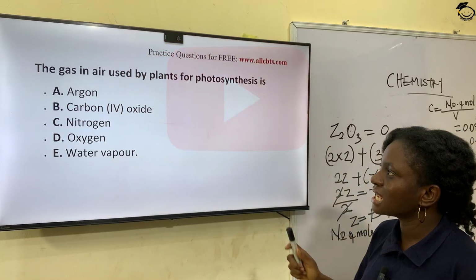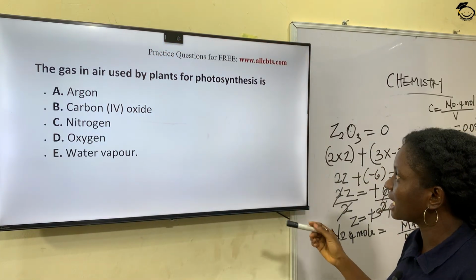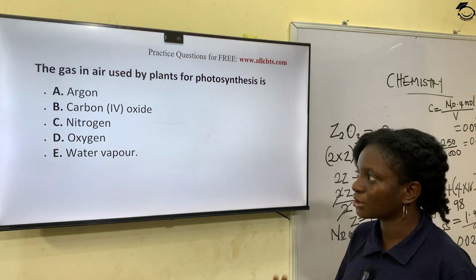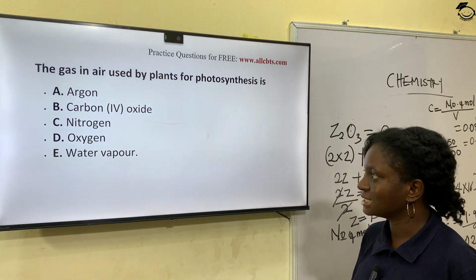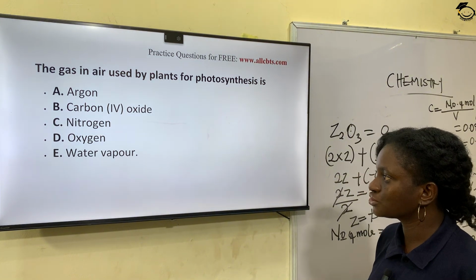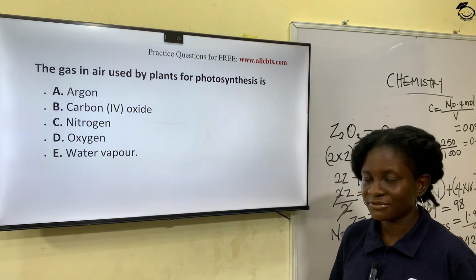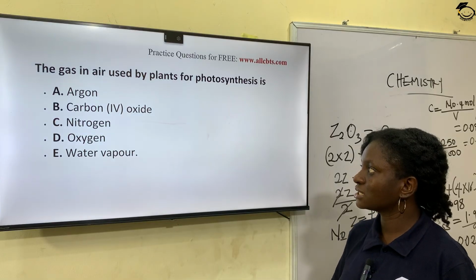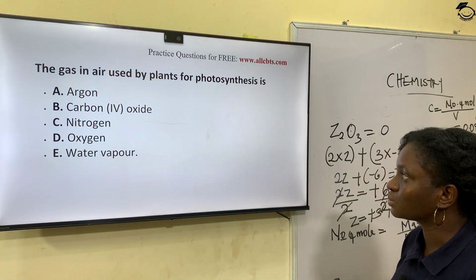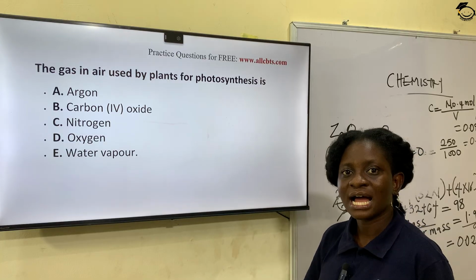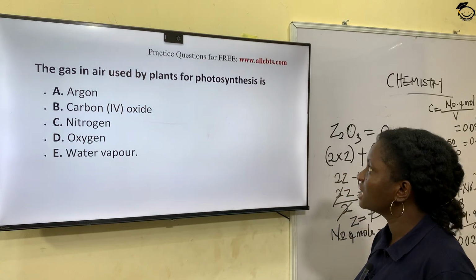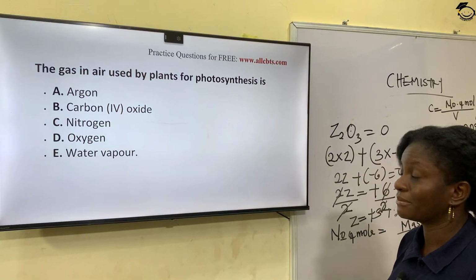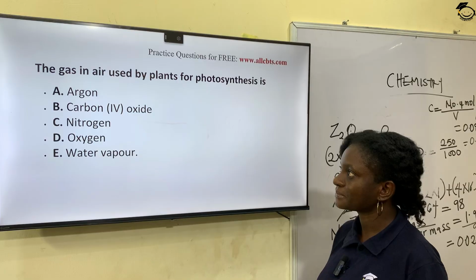Next question. The gas in air used by plants for photosynthesis. So which gas is used by plants? Is it argon, carbon dioxide, CO2? Is it nitrogen, oxygen, or water vapor? The gas that is used by plants in the presence of sunlight that reacts with water to give glucose and oxygen as a byproduct is known as CO2, carbon dioxide. It is used by plants for photosynthesis. Next question.